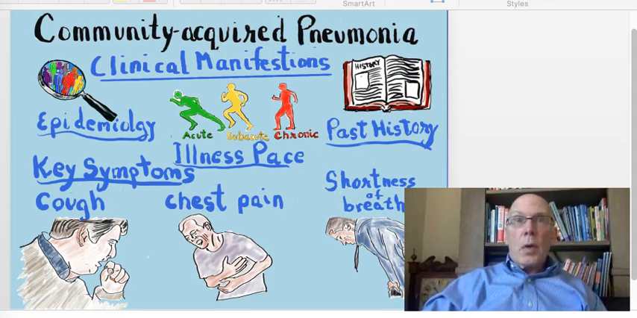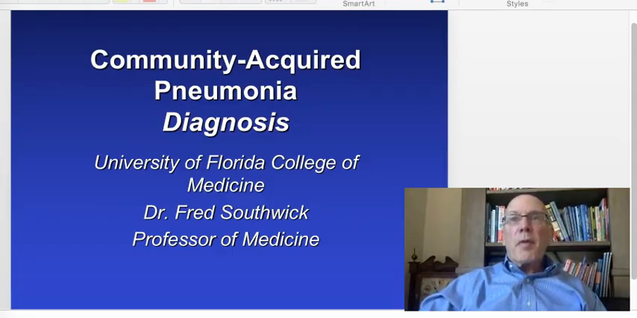Pace of illness, was the onset acute, subacute, or chronic? And finally, what were the key symptoms and signs? For pneumonia, you want to focus on cough, chest pain, and shortness of breath. In this video, we'll be focusing on how to diagnose community-acquired pneumonia and how to make an educated guess based on the clinical presentation of the most likely pathogen causing the patient's pneumonia.